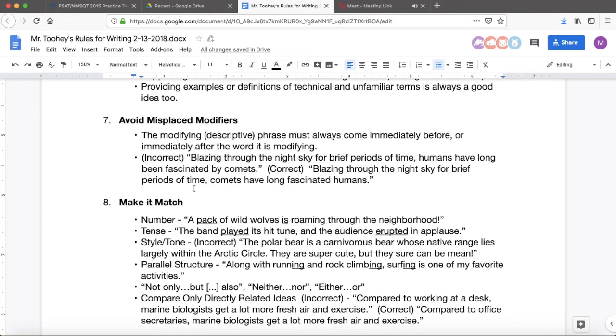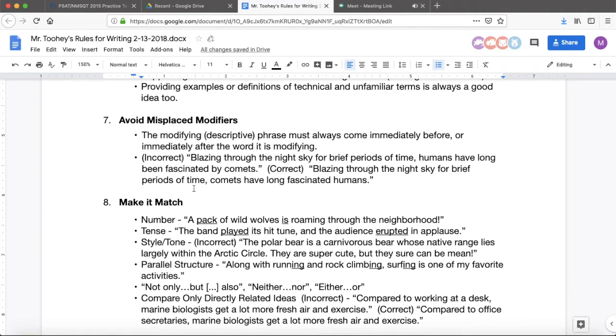Okay. You guys see what's wrong with that sentence there in that modifying phrase? Yes. What, according to that sentence, is blazing through the night sky for brief periods of time? Humans? According to the sentence, it's humans. Now, what's funny is that our brains are great. Because even though technically that's what the sentence is suggesting, most people could read a sentence like that and be like, I don't see anything wrong. That sounds good to me, right?